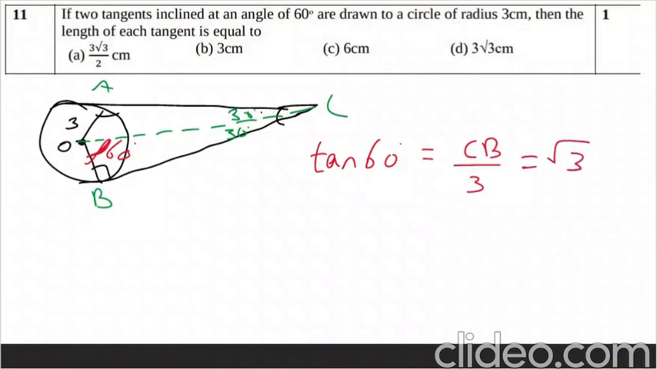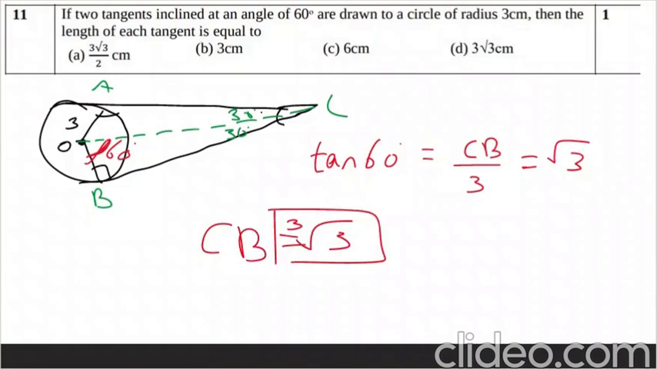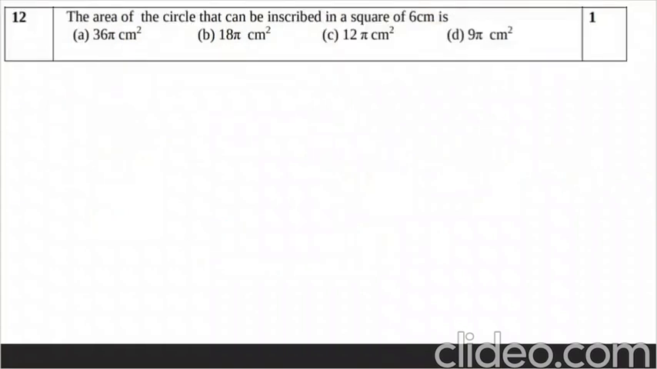Now if CB by 3 equals root 3, transpose 3 to the other side, so CB will be 3 root 3. So 3 root 3 centimeters is the answer. So the answer is option D. Okay, clear? This question is just everything based upon your drawing. Did you understand what the drawing is all about? That's it. Okay, next question.